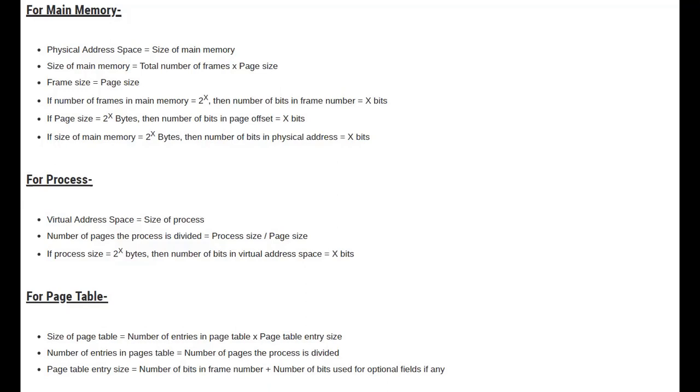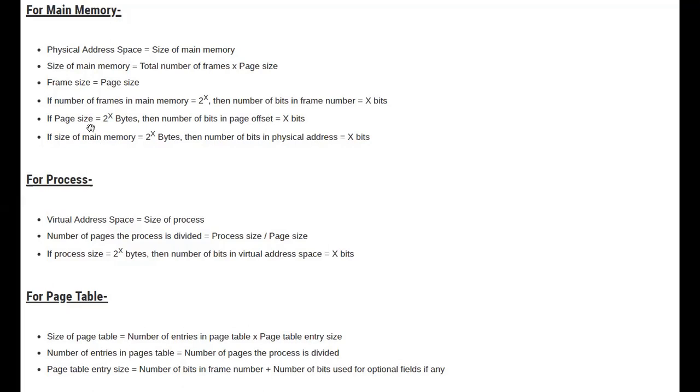If let's say 10 frames are there in the RAM, then how many bits will be required? 10 is not the power of 2. So again, you will take the higher number, 16. 4 bits will be required to store 10 frame numbers. Okay.